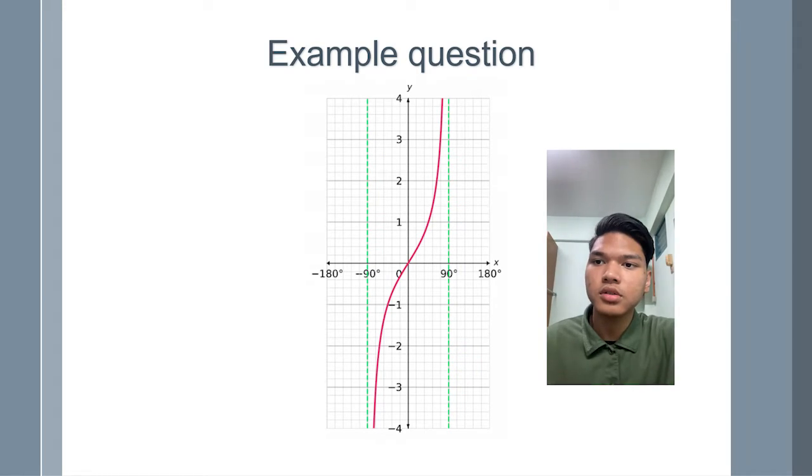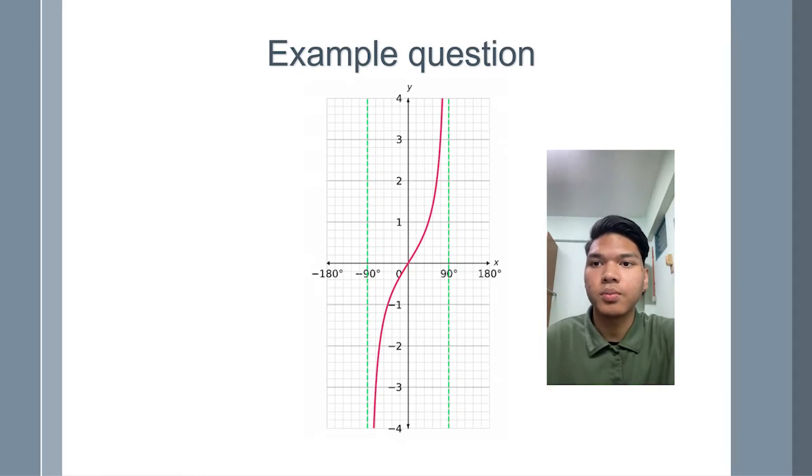The key things you need to understand about this graph is it crosses the axis once at the origin, and the graph gets very big as the angle gets close to 90 degrees, and similarly gets very small as the angle gets close to negative 90 degrees. The dotted lines on this graph are asymptotes, lines which the function gets closer and closer to but never quite touches.